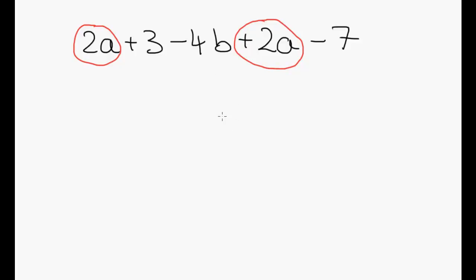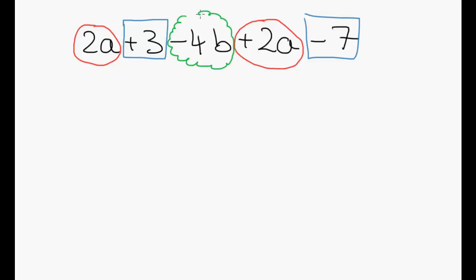My second set of like terms are just numbers, integers. For example, positive 3 and negative 7. Notice how in this case I used a square and I included the symbol in front. The 3 is a positive, the 7 is a negative. And the last term that we have is just a negative 4b, but as you can see, it's the only one that's here, so the negative 4b doesn't have any like terms.